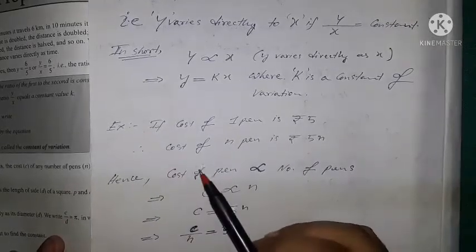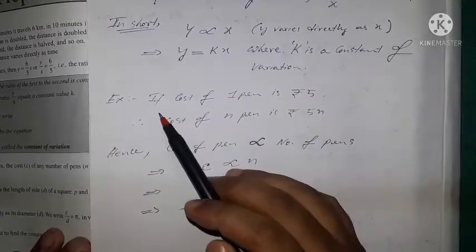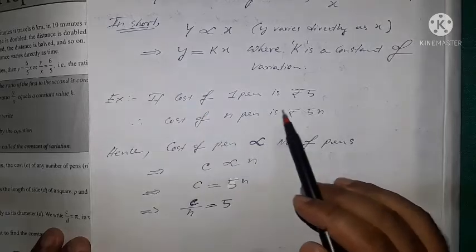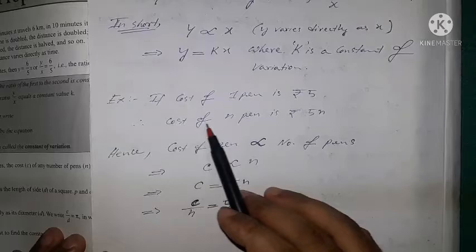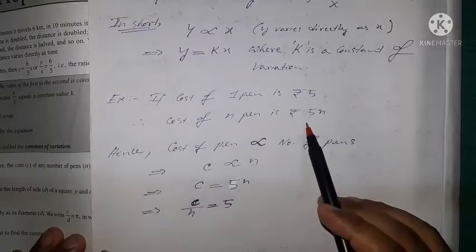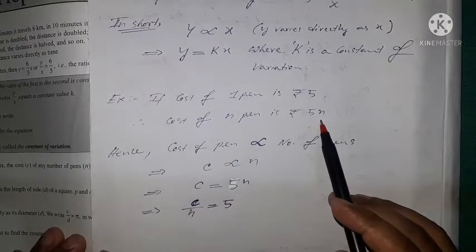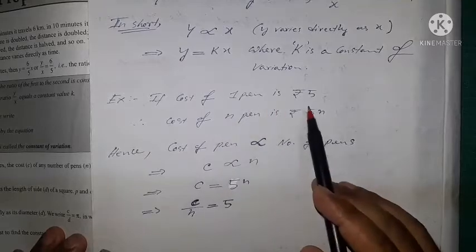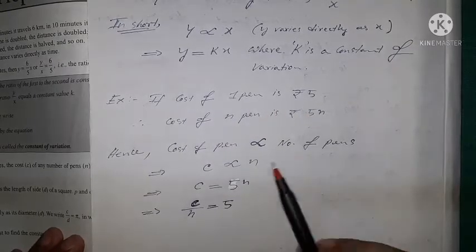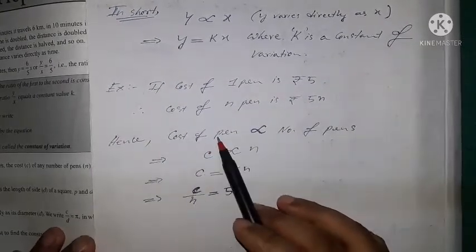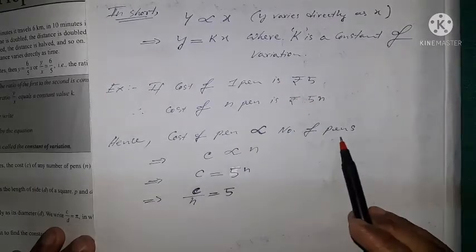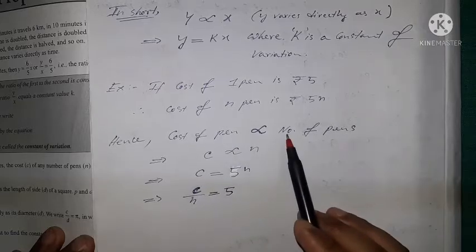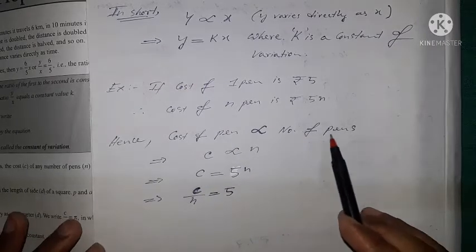So let's understand this with an example. Suppose the cost of 1 pen is 5. Therefore the cost of n number of pens will be 5 into n, that is 5n. Hence the cost of pens varies directly as the number of pens.